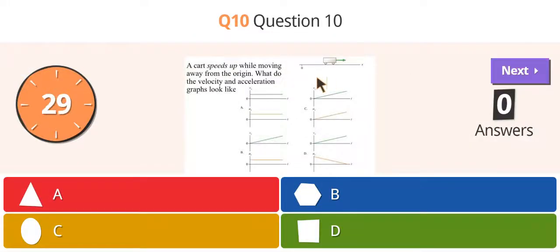All right, so question number 10. The cart speeds up while moving away from the origin. What do the velocity and acceleration graphs look like? So it's speeding up, moving away from the origin, so the velocity is not constant. Let's assume it starts with a velocity of 0 and increases its velocity like that. If I take the slope of that graph, it would be positive and constant. So the answer should be B.